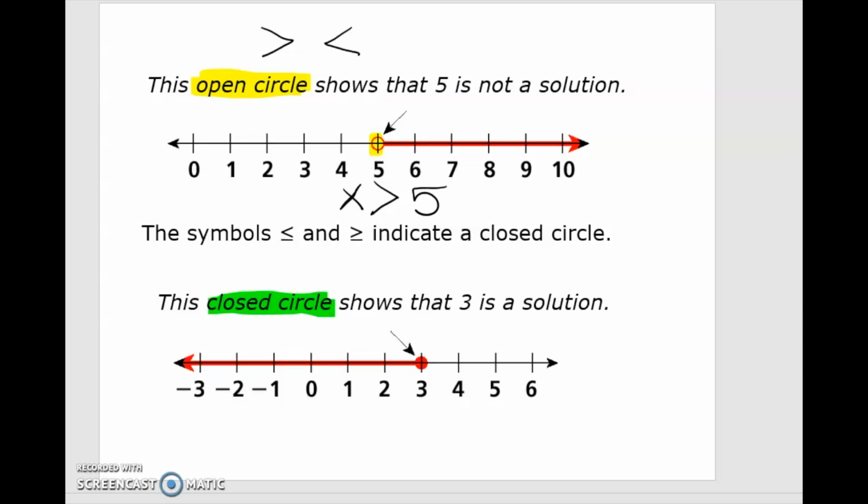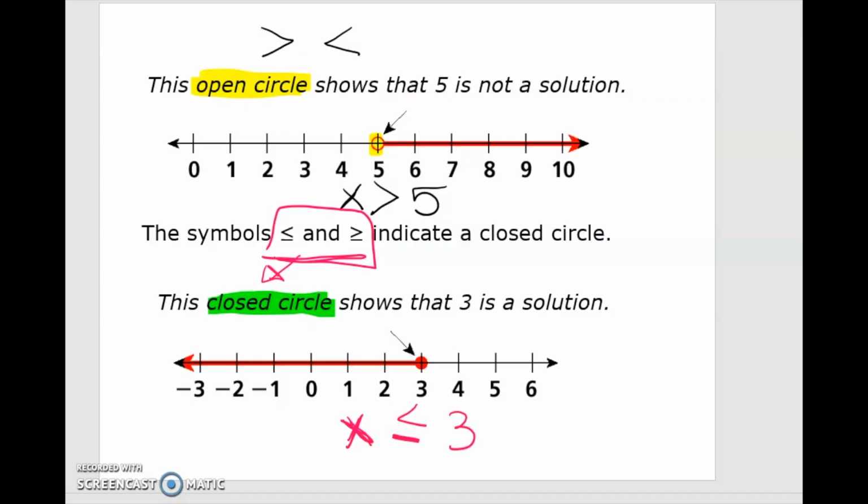Now look down here where we've got our closed circle. Closed circle means 3 is a solution. So if we're talking about our variable x, again, 3 is a solution. So x can be equal to 3 or less than 3. So our inequality would be x is less than or equal to 3. The closed circle is when we have that or equal to sign underneath. So those are for our closed circles.